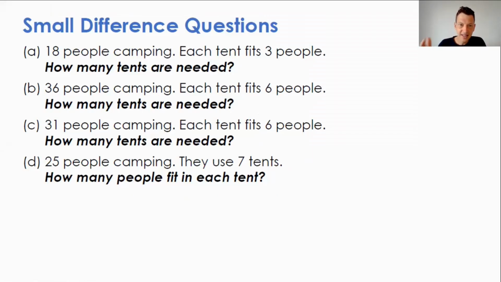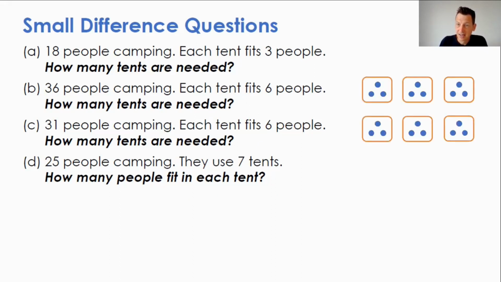Now from there, that could lead into the use of small difference questions, which I talk a lot more about in the embedding reasoning routines training. And again, looking at and modeling those little differences that happen with the small changes in a question. So again, deliberately small differences between questions. So 18 people camping, each tent fits 3 people, how many tents are needed? Then I could have a visual representation to show that it is 6 tents.